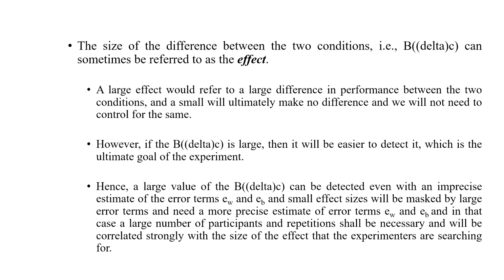So, a large value of this B delta c can be detected even with an imprecise estimate of the error terms EW and EB, and small effect sizes will get masked by large error terms. So, when you are looking for small effect sizes, you want the error terms to be even more negligible and minimal, and that is what will make you need more and more measurements.